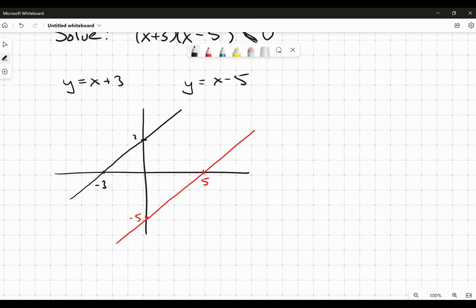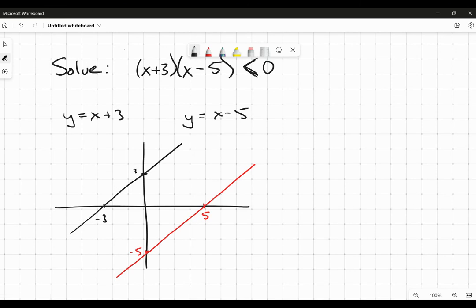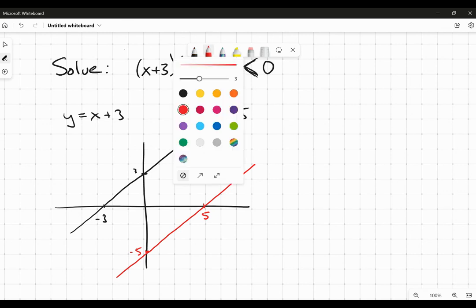Now, when you multiply these two y coordinates together, because x + 3 is giving me a y coordinate, and x - 5 is giving me a y coordinate, I'm interested in where that product is less than 0 when I multiply these two lines together. That is going to be in the area where the y coordinates of these lines have opposite signs. So I'm going to do this right here. Actually, let's change that to a different color. Let's change that to green.